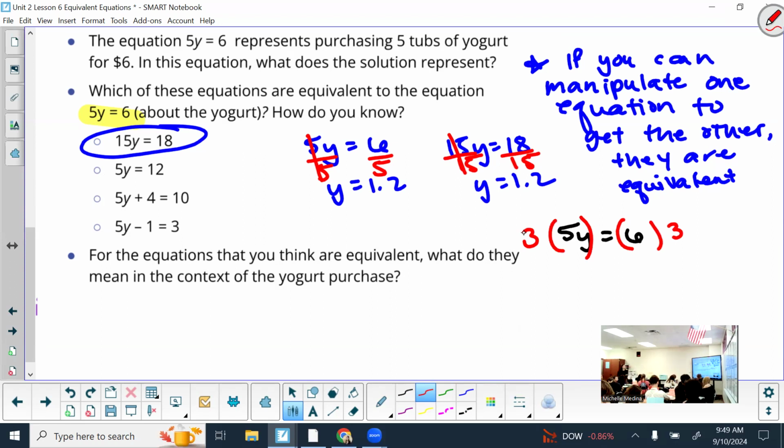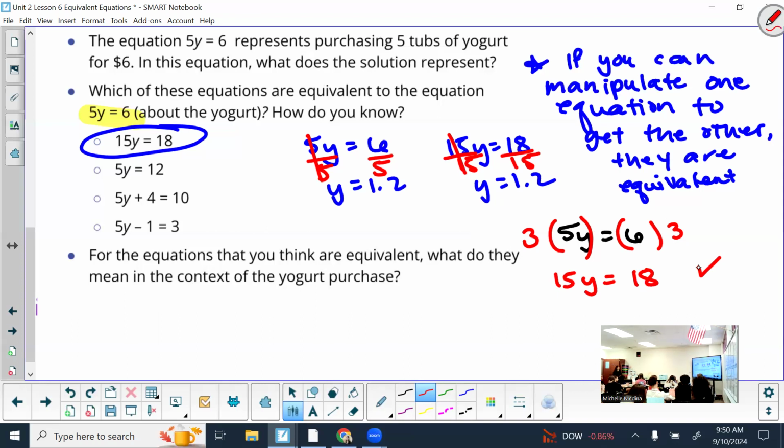Normally it's to isolate the variable, but sometimes we want to make the problem easier to solve. I don't know, you'll see later in the unit why we might do that. But you're allowed to do whatever you want to both sides, and it's still equal. So since I did that, I can see that they are equal because I did the same thing on both sides. All right, good. Table 7. Is there any others that are equivalent to 5y equals 6?